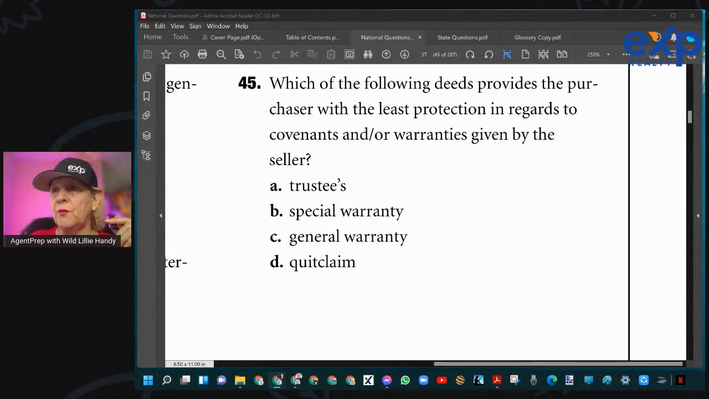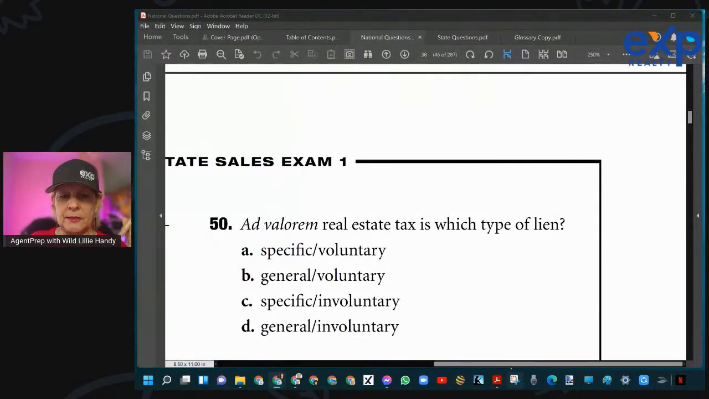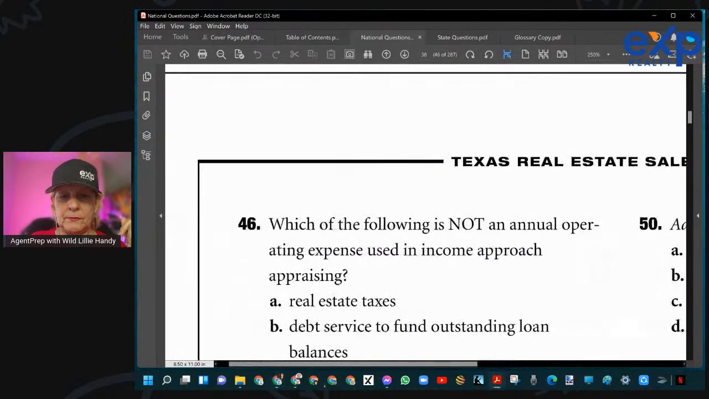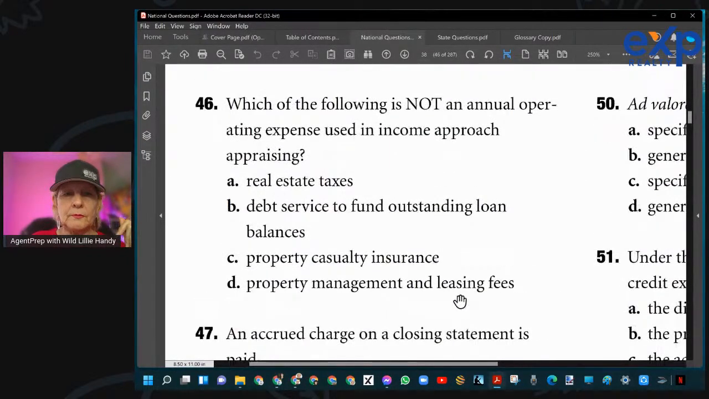Okay, so 45D was correct. Awesome. All right, number 46. Which of the following is not an annual operating expense used in income approach appraising?